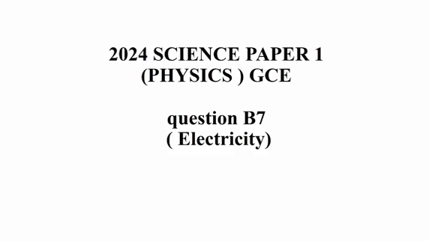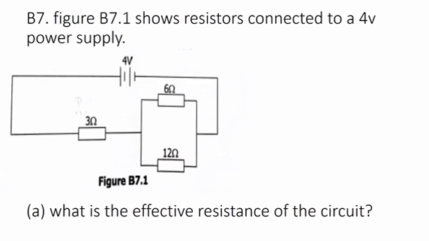Okay, so our focus is just on Section B, which is B7. Figure B7 shows resistors connected to a 4-volt power supply. So this is our diagram there. It is connected to a 4-volt power supply. That is the 4 volts there.